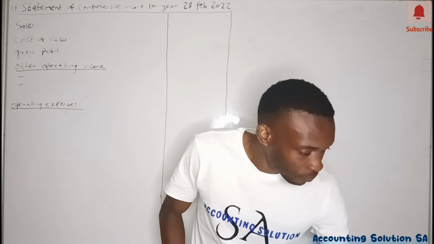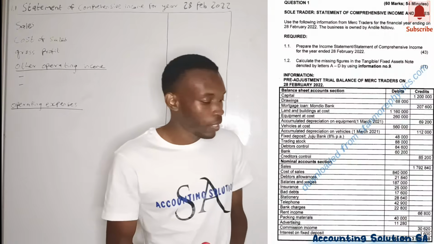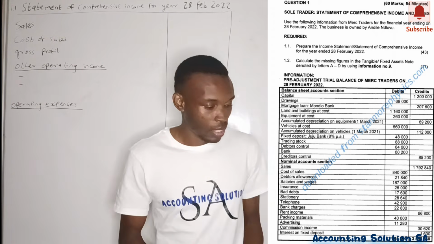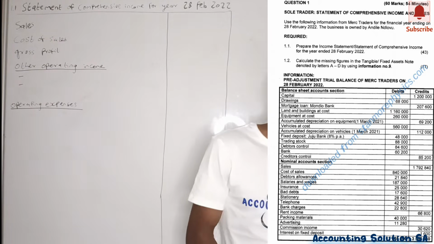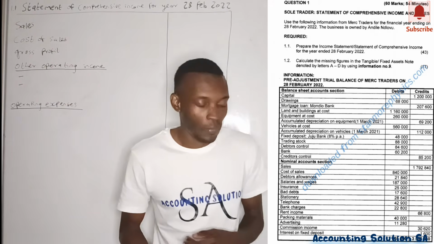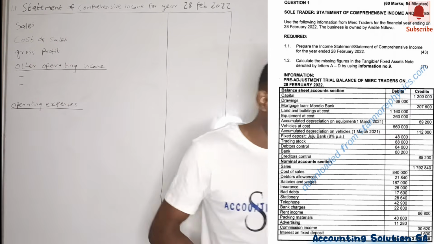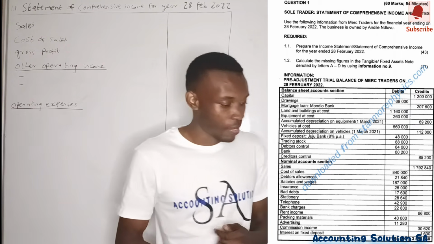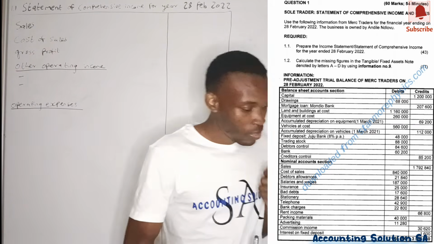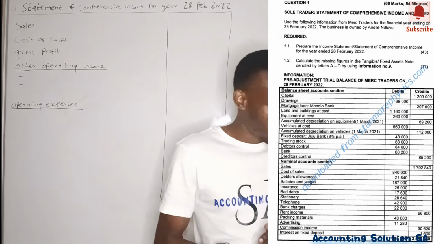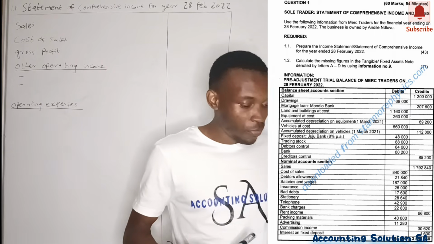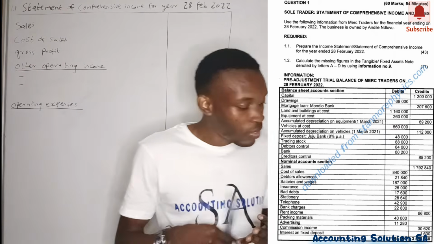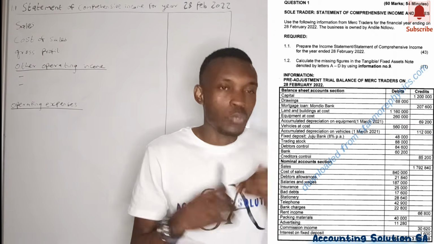In question 1, a sole trader in grade 10, grade 11 will deal with a partnership, then in grade 12 you are going to do a company. So for today's lesson, of course, we are going to do a statement of a sole trader, a statement of comprehensive income and note. Use the following information from Make Traders for the financial year ending 28 February 2022.